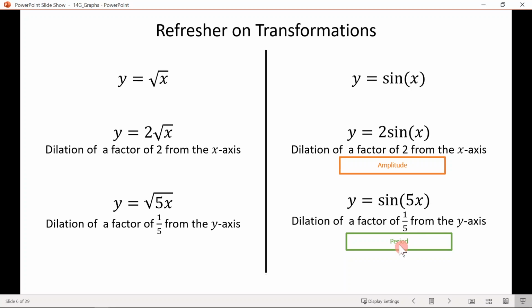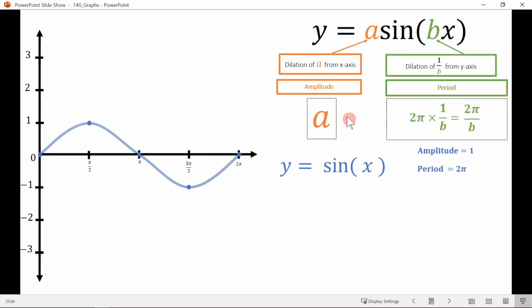So let's now further discuss this and further cement these ideas in our head. So the amplitude is the dilation of a factor a from the x-axis, and the a is just the number out the front. And what makes the amplitude so easy is you can read off the amplitude immediately. It's literally just the number in front. It's just going to be a. The amplitude is just a, just the number in front. How easy is that? And we know that it represents the dilation from the x-axis.